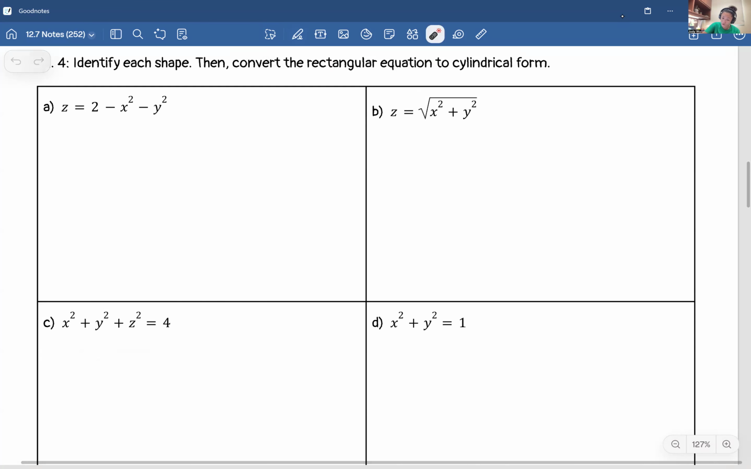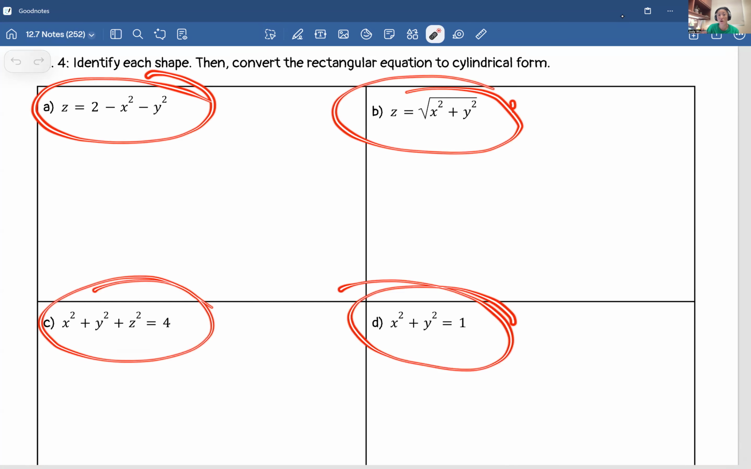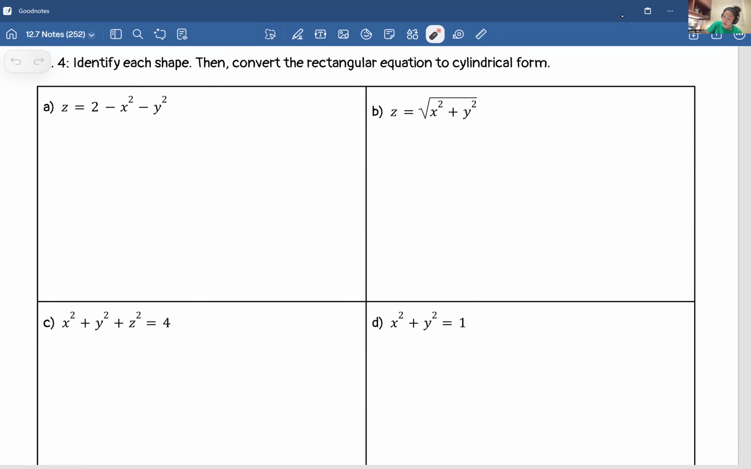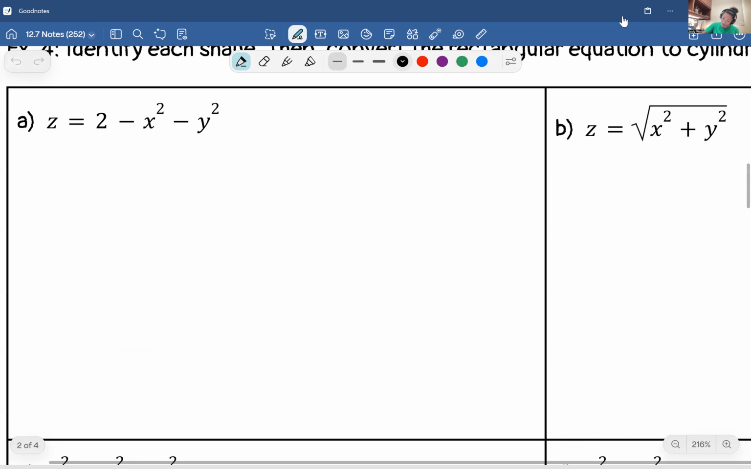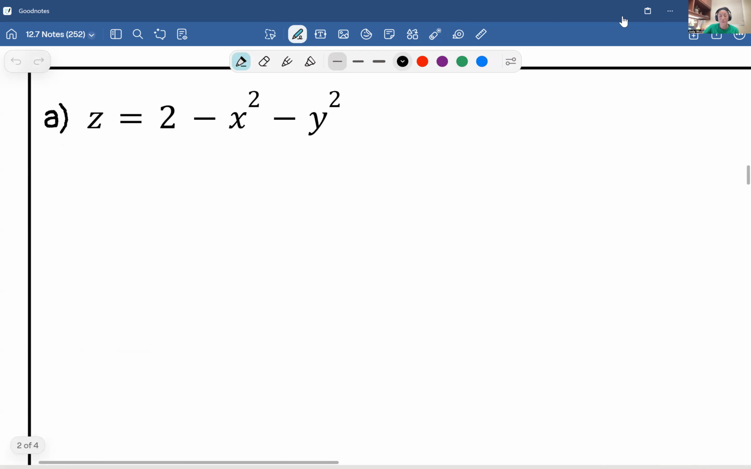We're going to look at 4 different equations, and all of these equations are already in rectangular form, and we're going to convert them to our cylindrical form. But before we convert to our cylindrical form, let's think about identifying what each of these three-dimensional surfaces actually looks like, okay? All right, so let's get started. We'll take a look at letter A. So we've got z equals 2 minus x squared minus y squared.